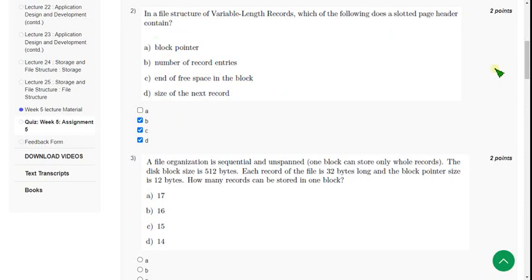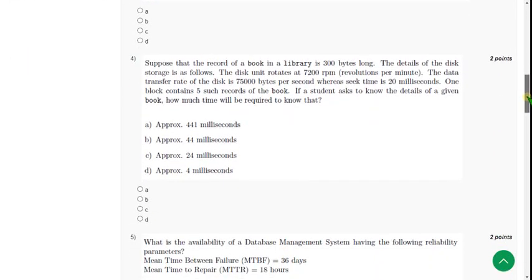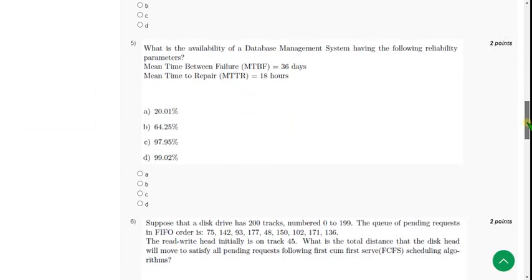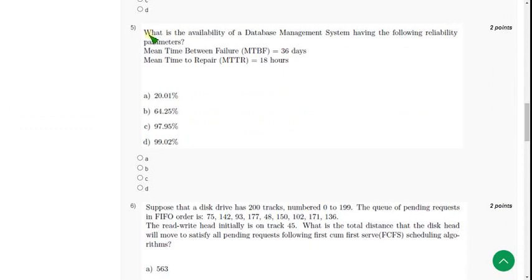And I will directly move on to the fifth question, because I have already told you that what I have got exactly I will tell first and later the probable one. And fifth question, what is the availability of DBMS having the following reliability parameters? MTBF is 36 days, MTTR is 18 hours. So first of all, convert these days into hours. 36 days, each day have 24 hours, so 36 into 24.